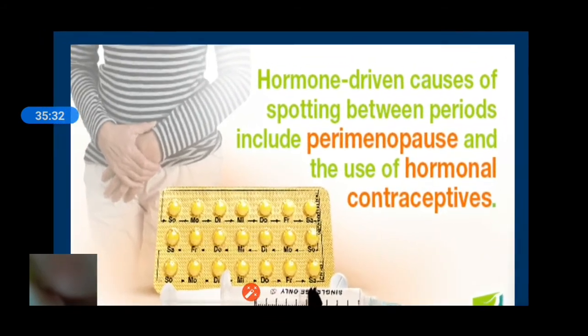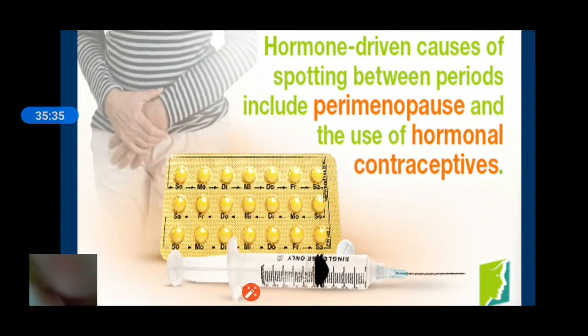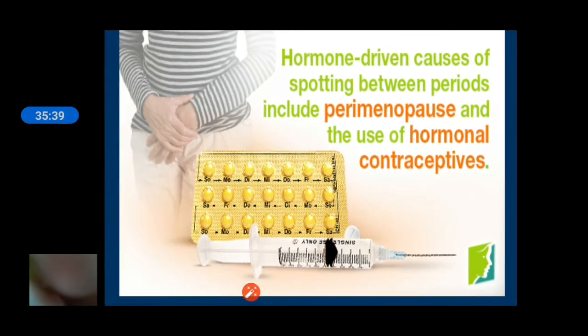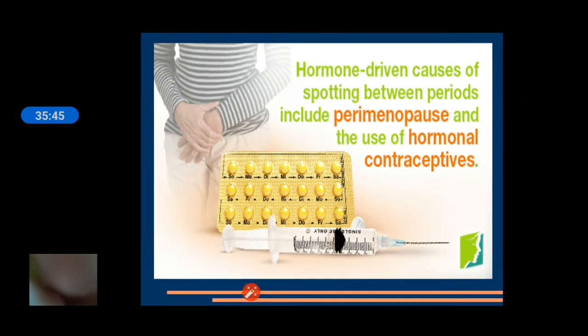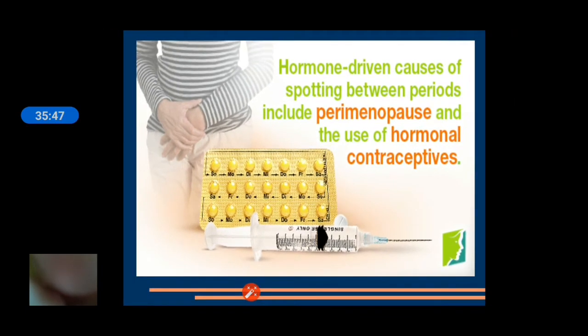See here, hormone driven causes of spotting between periods include perimenopause and the use of hormonal contraceptives. So this can lead to bleeding in between the cycles, intermenstrual bleeding. Hormonal pills also.